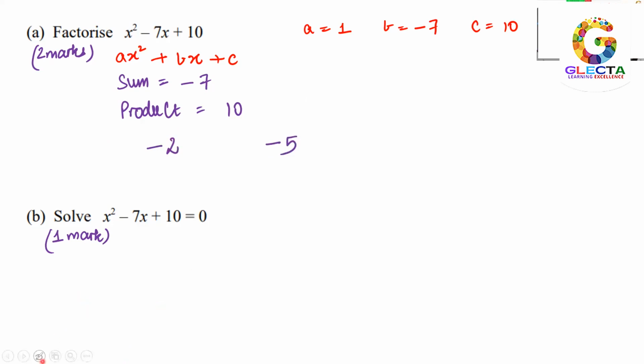So this one is pretty direct. You can directly write it as (x - 2) in one bracket, (x - 5) in another bracket. This is my answer. Factorization done right.